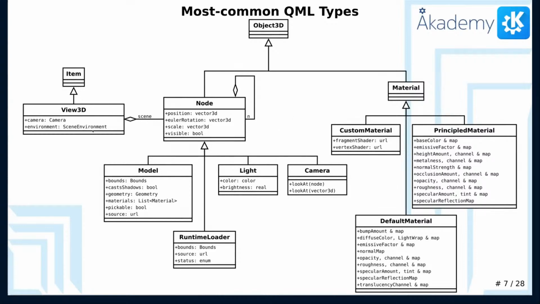So you've got a 3D scene and you want to show it. Then you need View 3D. That's a 2D viewport into the 3D scene. It allows you to specify the camera. Skybox typically would be an environment that you would use, and that is an item. So you actually use this to embed it into an ordinary 2D Qt Quick scene.